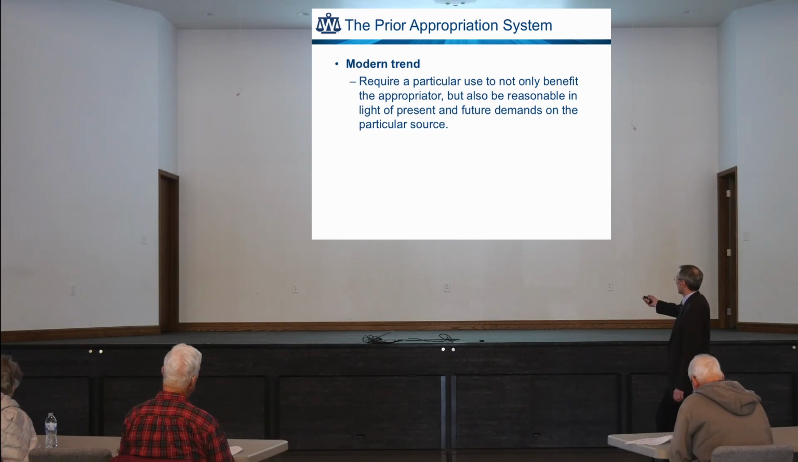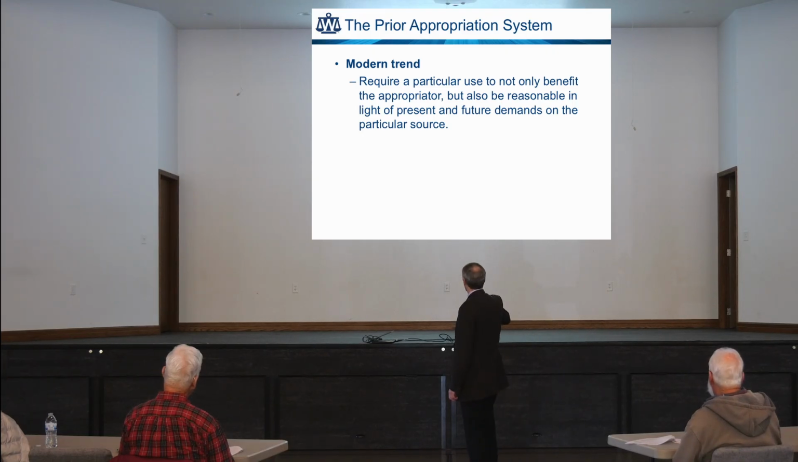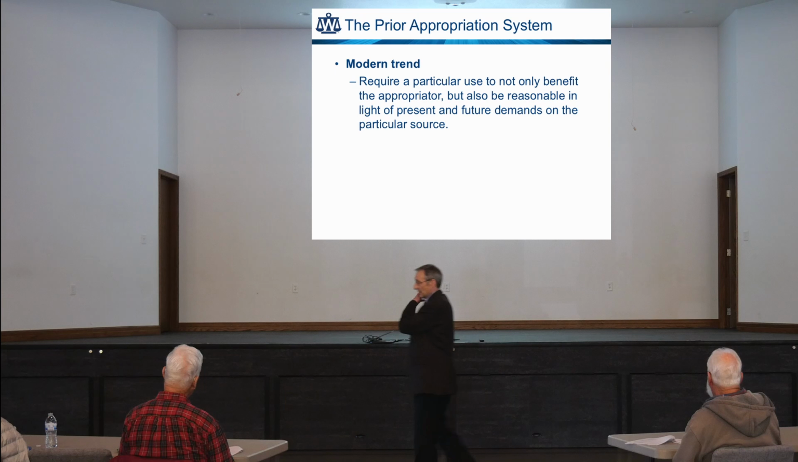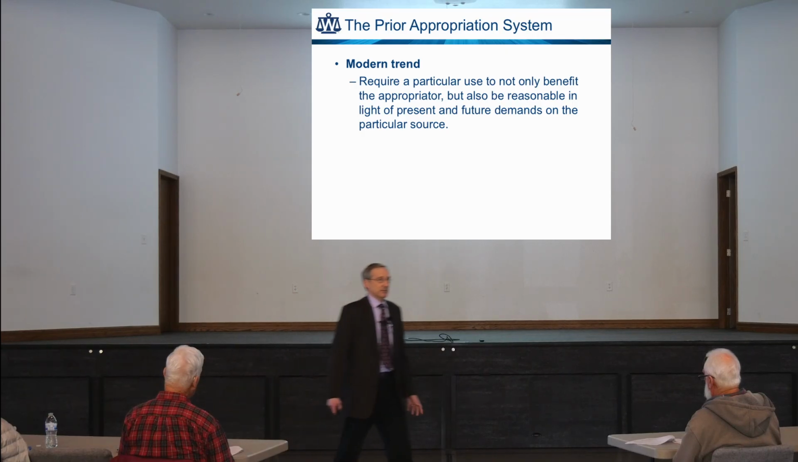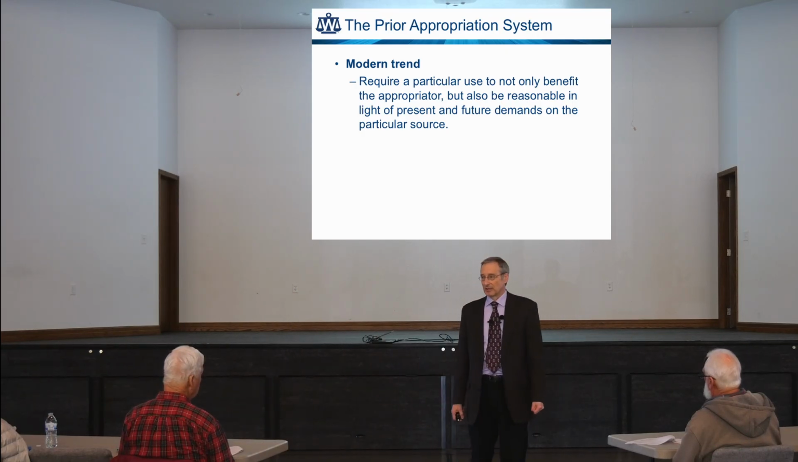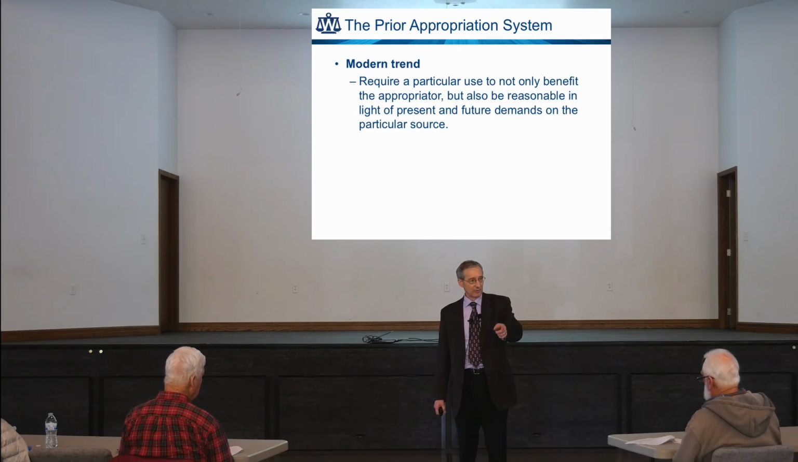Now, the modern trend is to require a particular use to not only benefit the appropriator, but also be reasonable in light of present and future demands on a particular source. Now, this issue right here, present and future demands, some of you may have followed the issue between Texas and New Mexico and Colorado on water in the Rio Grande. Does anybody know what I'm talking about there? Those states entered into a water compact back in 1938. It was approved by Congress in 1939, and the Constitution says that the Congress must approve state water compacts. That's in the Constitution.